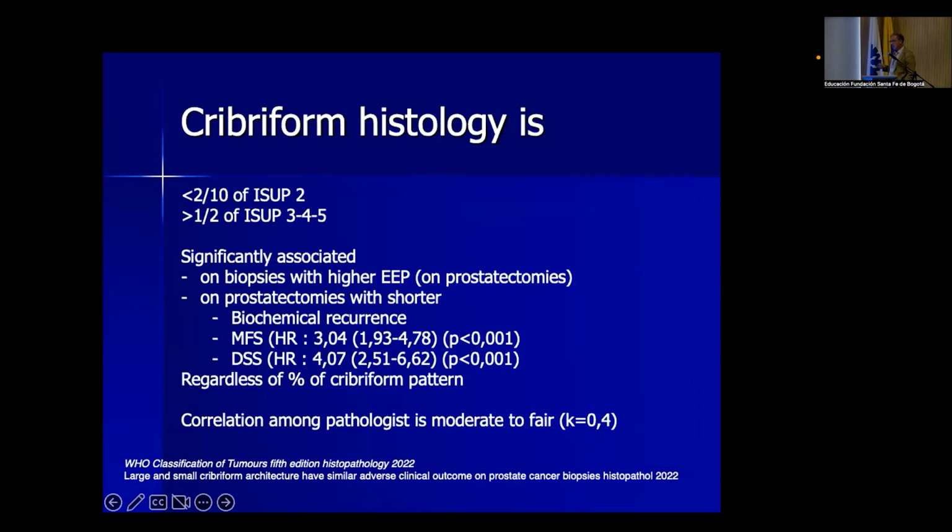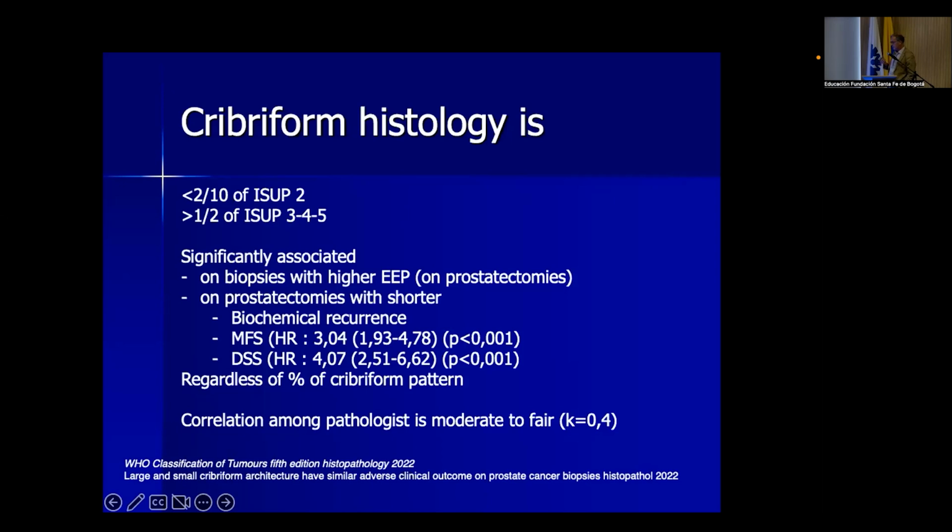On biopsy, presence of cribriform means that you probably have a high risk of extraprostatic extension on the prostatectomy. And on prostatectomy, the presence of cribriform pattern is linked to shorter biochemical recurrence, shorter time to appearance of metastasis, and shorter disease-specific survival. Regardless, that's the point of the percentage of cribriform architecture.